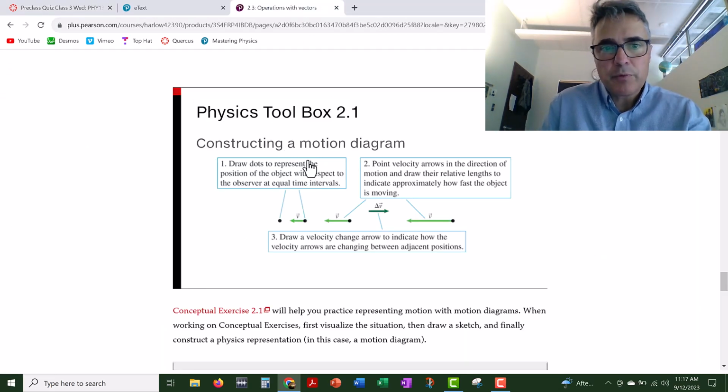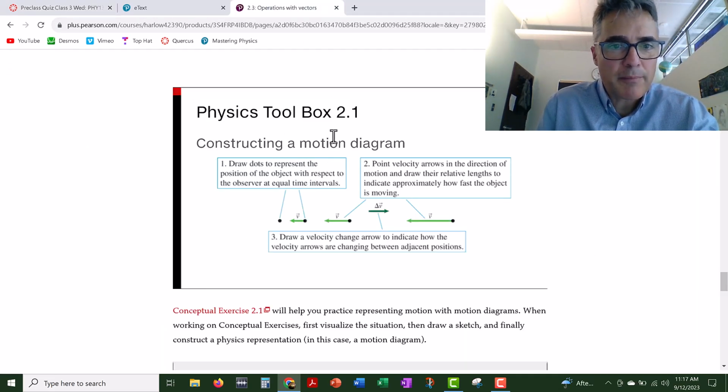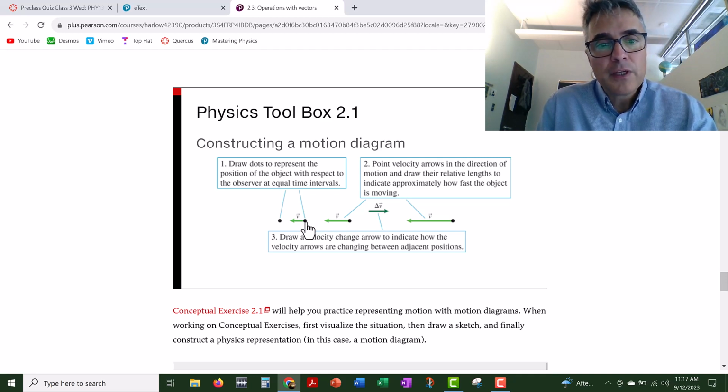So section 2.3 starts with just referring back to this physics toolbox about vectors. If you have an object which has been modeled as a point-like object, and you want to talk about its velocity, you want to write down an arrow, a vector, for its velocity. You start the vector at the dot where the position is, and then draw an arrow which goes in the direction of motion and has a length that's relative to how fast the object is moving. So faster objects get a larger arrow.